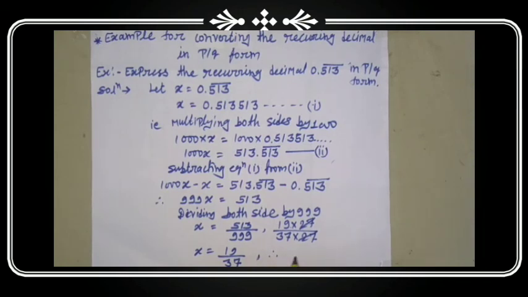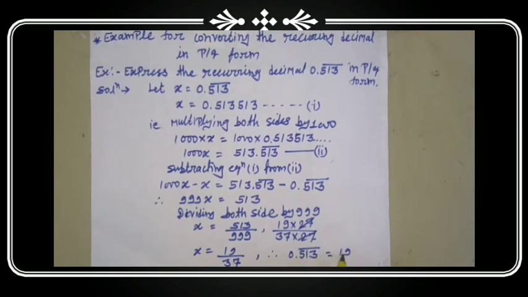Therefore, 0.513 bar equals 19 divided by 37.